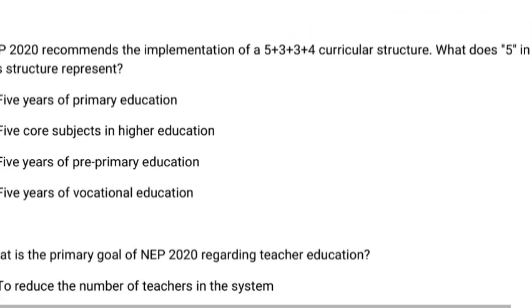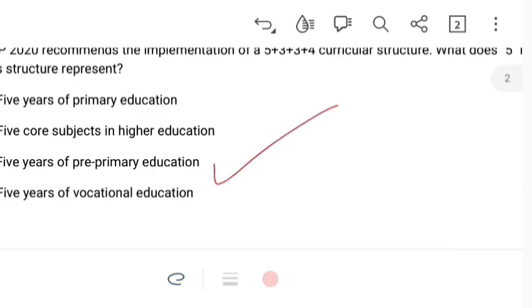Likewise, NEP 2020 recommends the implementation of 5+3+3+4 curricular structure. What does 5 in the structure represent? 5 years of primary education, 5 core subjects in higher education, 5 years of pre-primary education, 5 years of vocational education. So it will be number C, that is 5 years of pre-primary education.